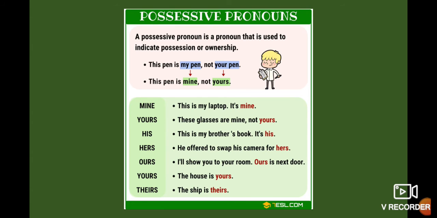No tuyos. This is my brother's book. It's his, es de él. He offered to swap his camera for hers, para ellas. I'll show you to your room. Ours is next door. Nuestro cuarto está en la siguiente puerta. The house is yours. La casa es de ustedes. The ship is theirs. El barco es de ellos. We use the possessive pronouns to indicate possession or ownership.